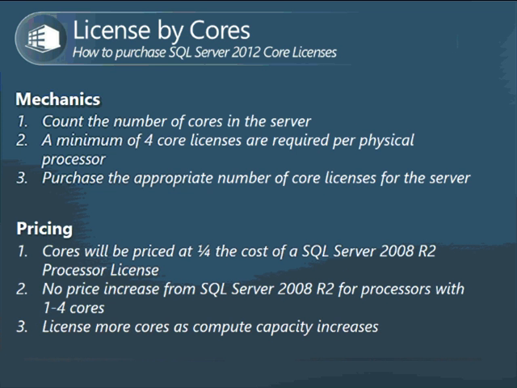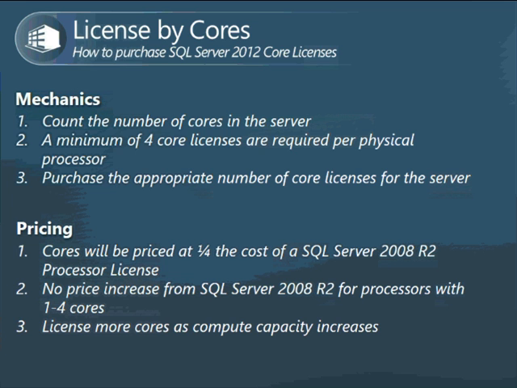So again, for the cores, you count the number of cores in the server. 4 core licenses are required per physical processor, and you purchase the number of cores you need for that server. I should mention that the pricing of the core licenses are 1/4 of the cost of a SQL Server 2008 R2 processor license. So if you're running 4 cores per processor, your price for SQL Server will essentially be the same as it was 4 or 5 years ago. So there wouldn't be any price increase.